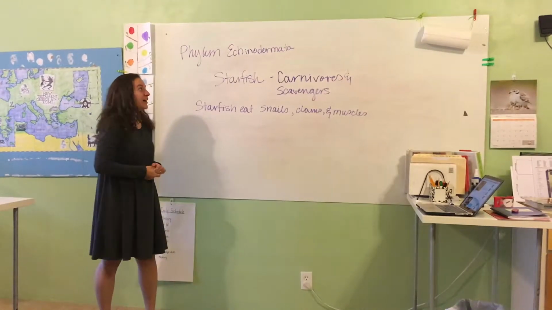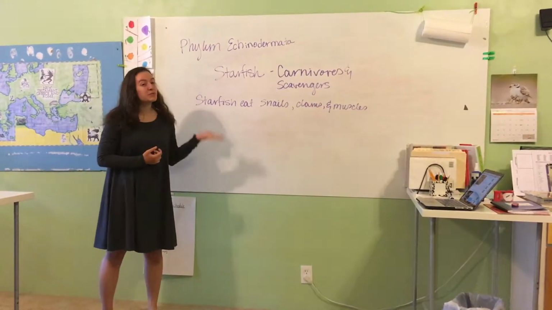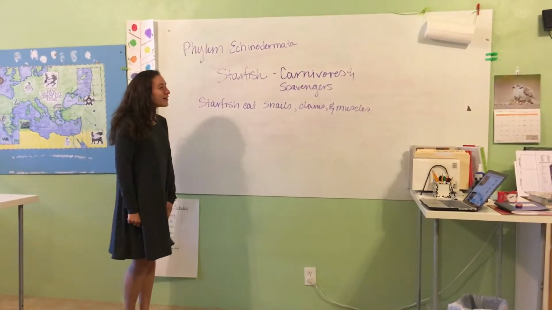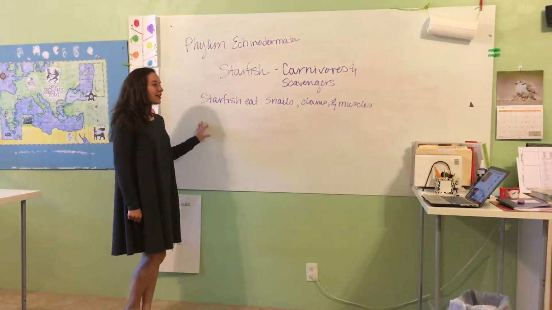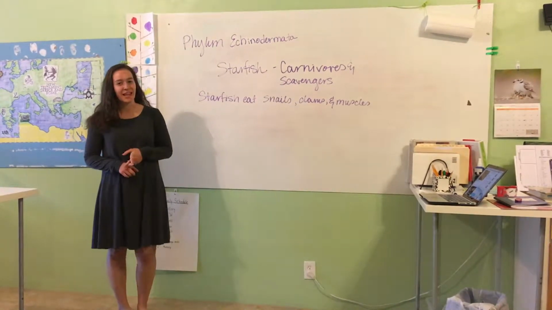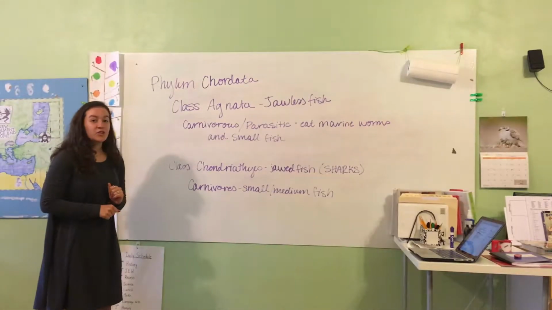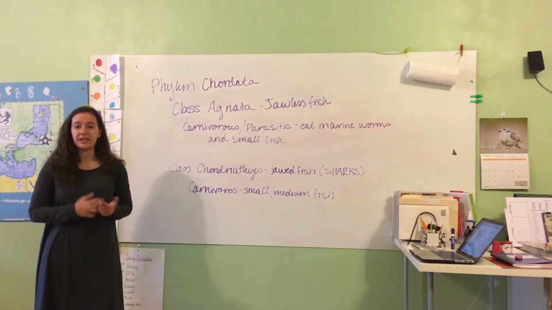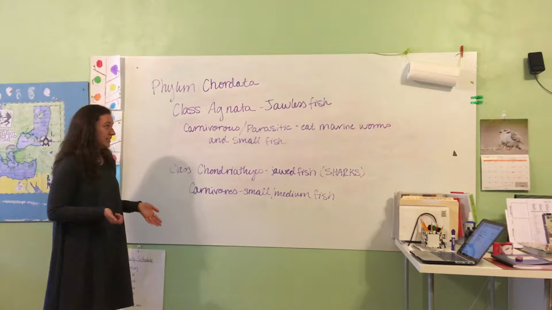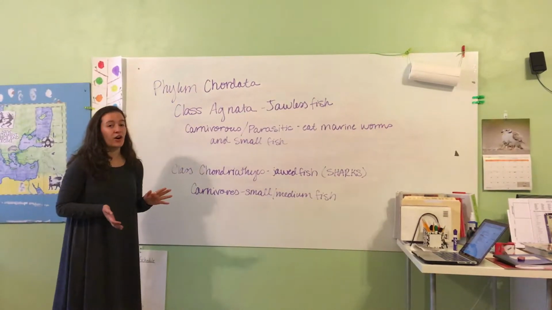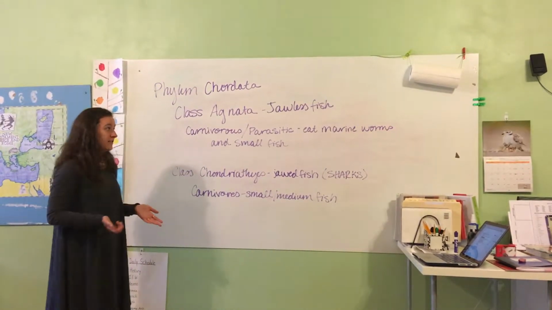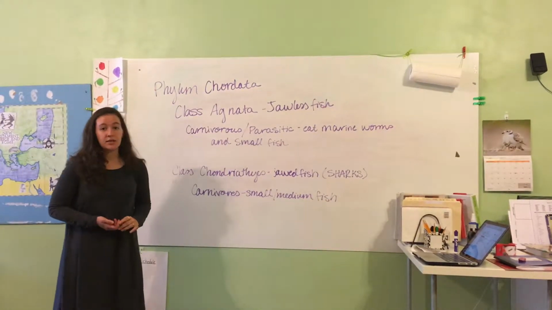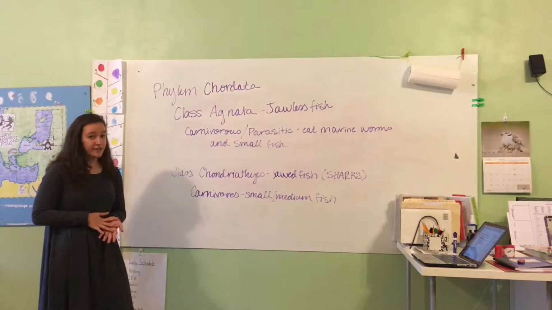So our eighth phylum is the phylum Echinodermata. These are our starfish. They are carnivores and scavengers. Starfish eat snails, clams, and mussels. Okay, so our ninth phylum is the phylum Chordata. Underneath Chordata are 7 major classes. The first class is our Agnatha. These are our jawless fish. They are carnivores and parasites. They eat mostly marine worms and small fish.